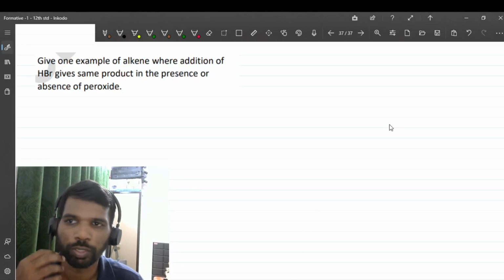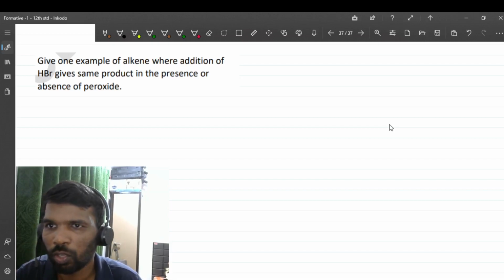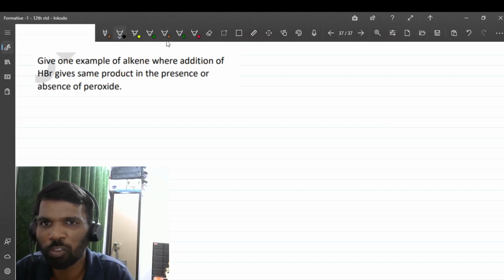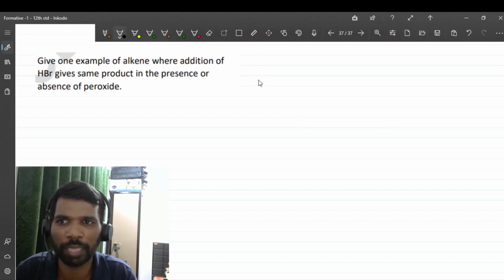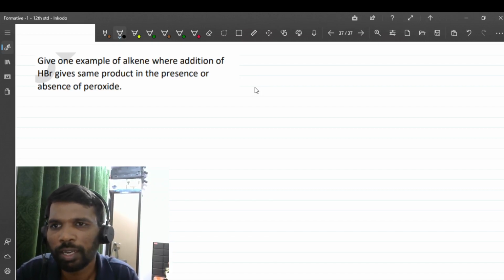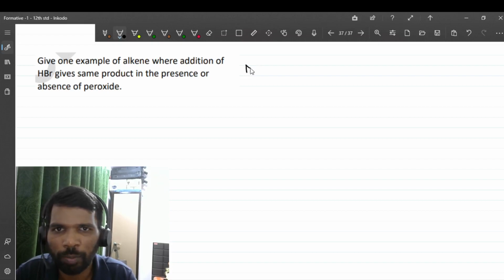Okay, this question: give one example of an alkene where addition of HBr gives the same product in the presence and the absence of peroxide. Presence of peroxide means it is an anti-Markovnikov's reaction, and absence of peroxide means it is Markovnikov's reaction. So I will write about the Markovnikov's reaction.